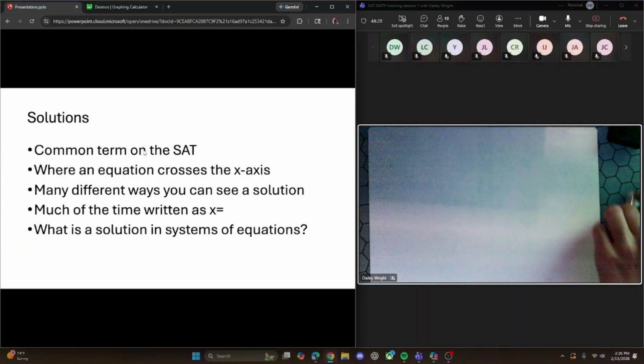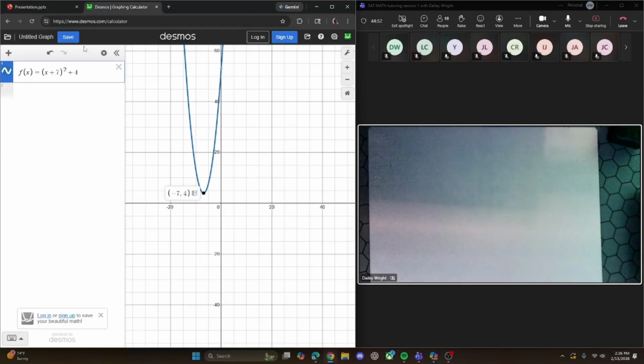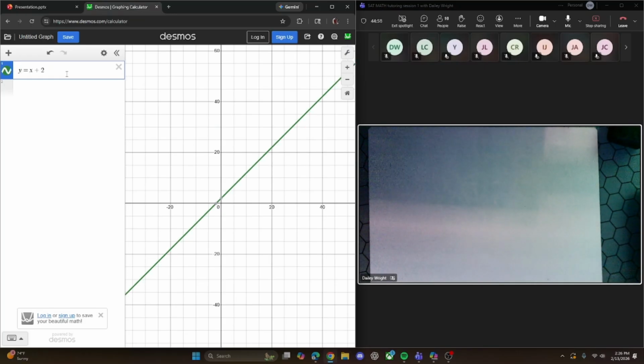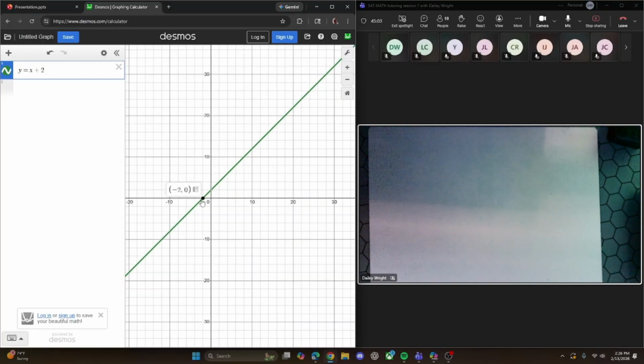So next we're going to go over solutions. We've kind of looked at them a little bit, but we've never actually talked about what a solution is. This is a very common term on the SAT. You need to know what a solution is because a lot of questions will ask you, what is a solution to this equation? So a solution is where an equation crosses the x-axis. If I had y equals x plus 2, the equation crosses the x-axis at x equals negative 2. So the solution to the equation would just be negative 2.